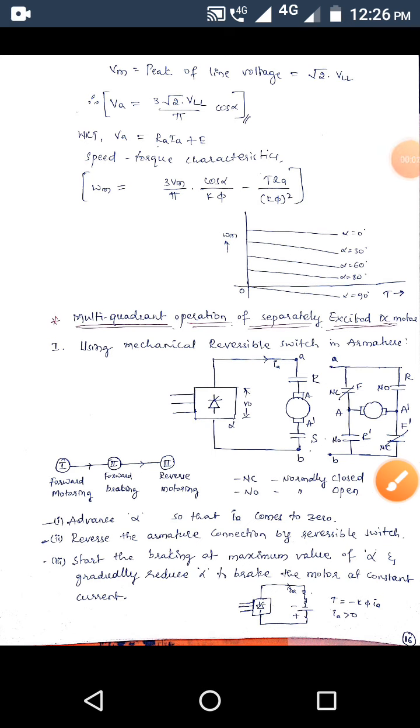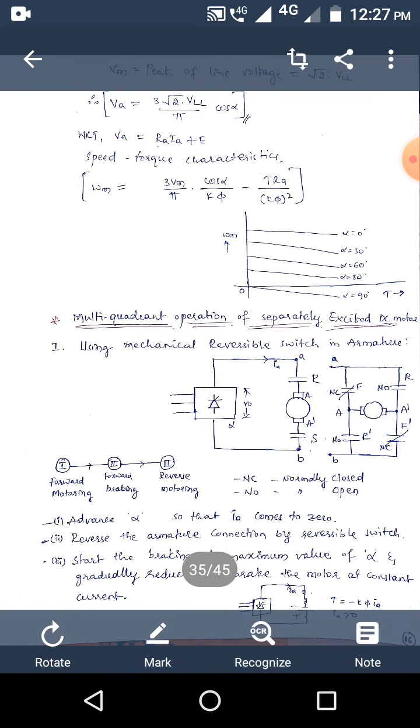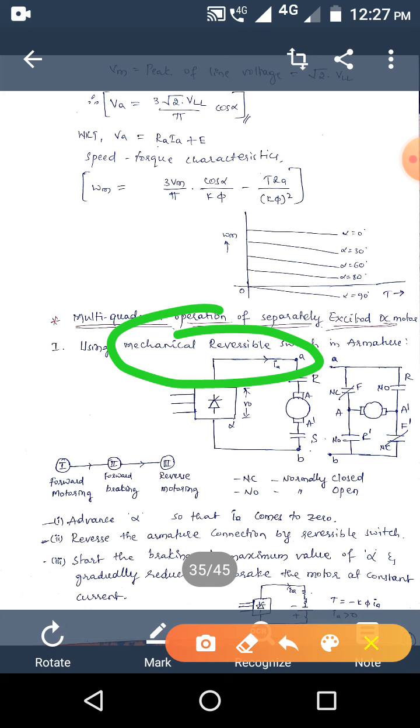Dear students, in the previous class we have seen the multi-quadrant operation of a separately excited DC motor, and how we change the operation of a drive from one quadrant to another quadrant using the mechanical reversible switch.